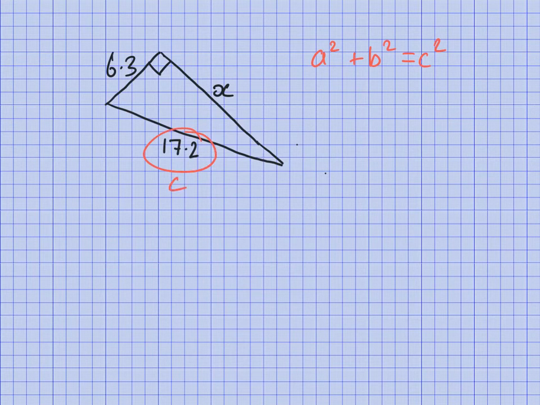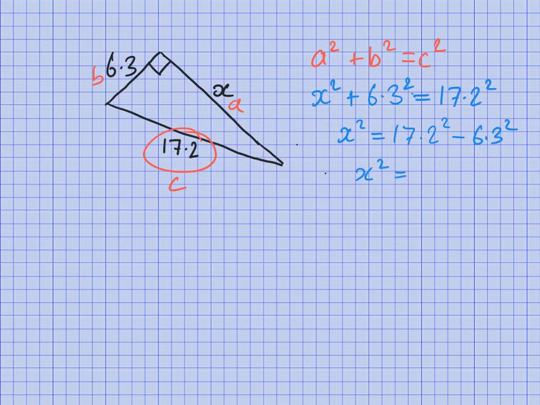The other 2, it doesn't matter which order we put them in. So I'm going to write this out as x squared, let that be the a value. So that's the b. x squared plus 6.3 squared equals 17.2 squared. We need to rearrange it so we can just type it in the calculator. We need it to say x squared equals. So I'm going to take away the 6.3 squared. x squared equals 17.2 squared minus 6.3 squared.